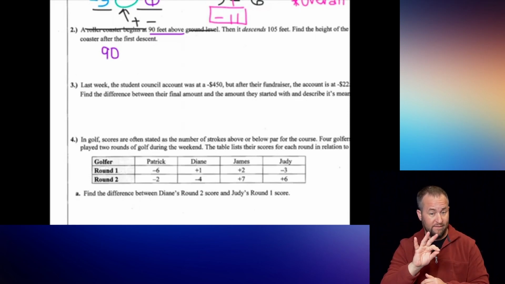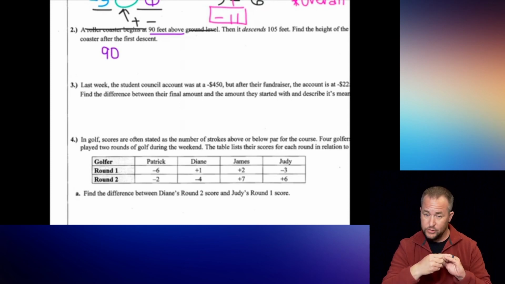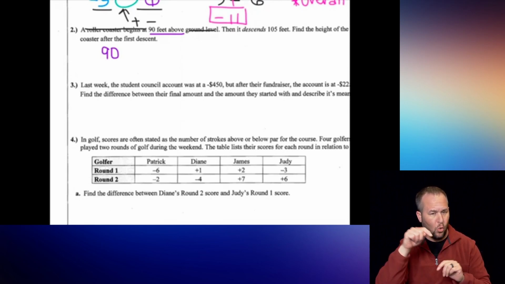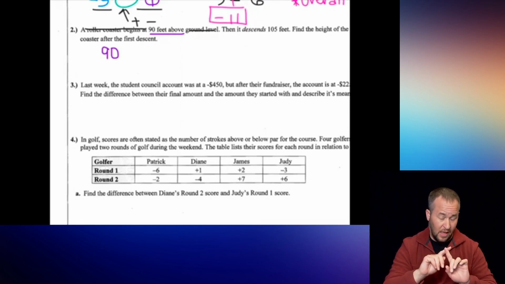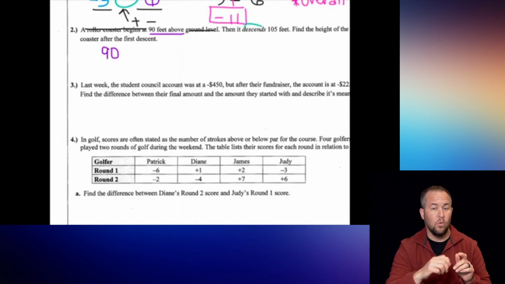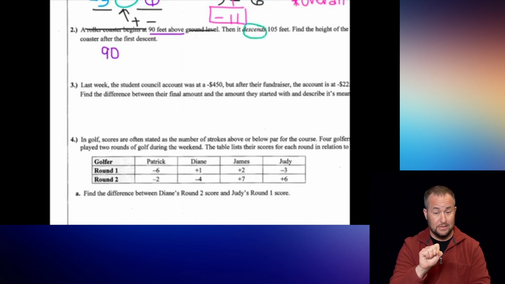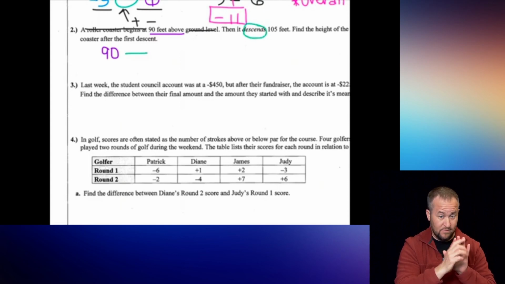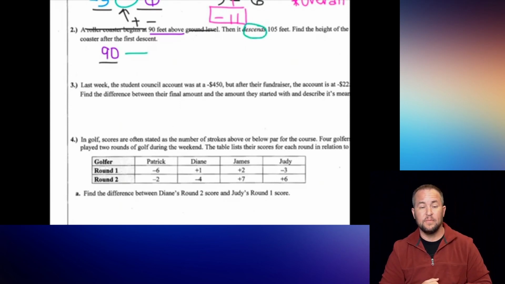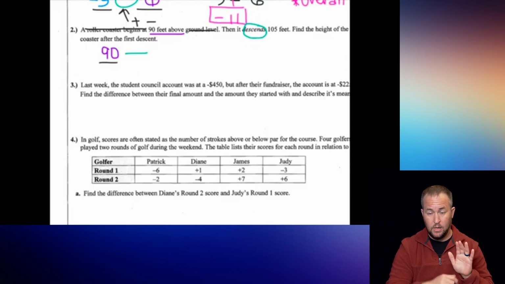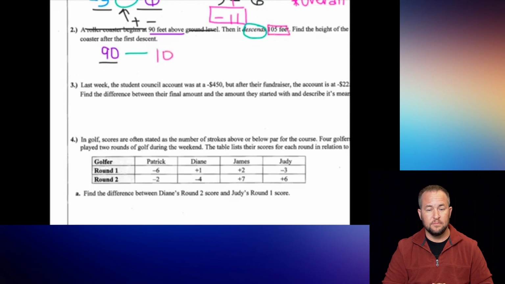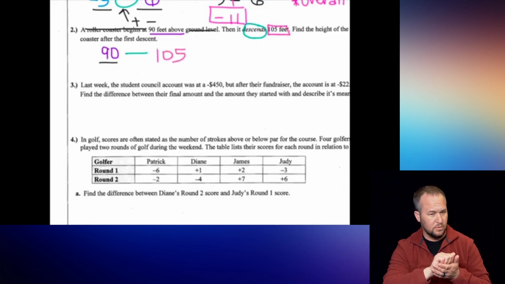So quick reminder, we're not creating an addition expression, because our addition expression would end up being 90 plus, and then descending, whenever we descend, that means to go down. So plus the -105. However, we are creating that subtraction expression. So the word descends is going to be in place of that minus sign. So I'm going to take that first number, 90 minus, and then descending 105 feet. So I'm going to use 105 feet. I know that's also pretty important. And I need that subtraction expression because that's where I have to start.